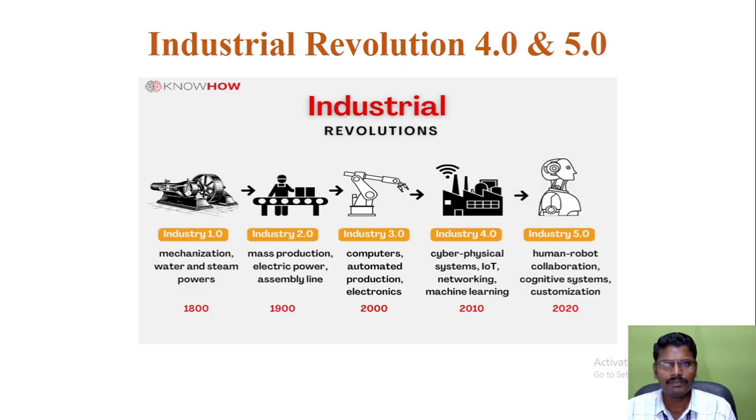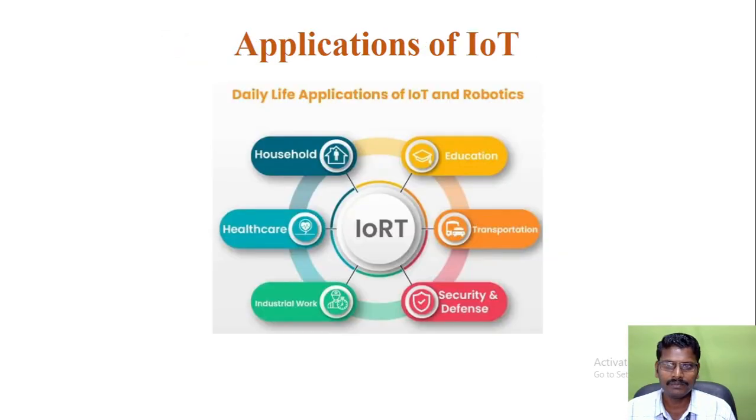But actually, IoT is applied in all kinds of day-to-day life applications. We'll see that in the next slide. So the applications of IoT: how are IoTs applied in day-to-day life? Let us see the example. It is used in household automation. Household automation means if we deploy IoT in our home.